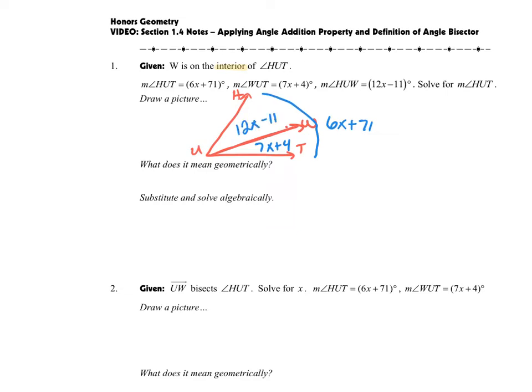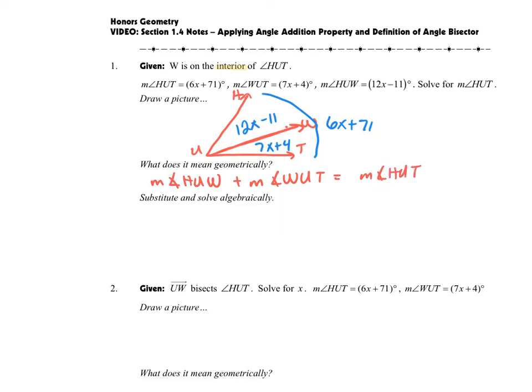Similar to what we saw for segment addition, we can certainly understand that this small angle right here plus this small angle is going to equal our whole angle. So let's practice writing that geometrically so that when we get to our proof chapter, it's a little bit easier for us. We're going to start with the angle HUW. So the measure, remember we use our m's when we write equations, the measure of angle HUW plus the measure of the other small angle, angle WUT, is going to equal the measure of the whole angle, HUT.